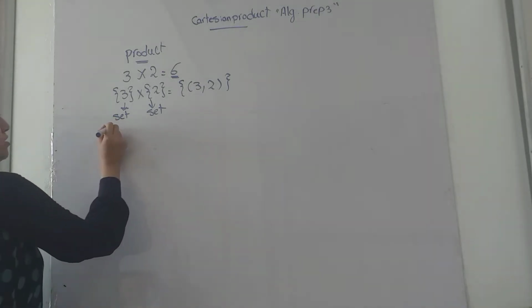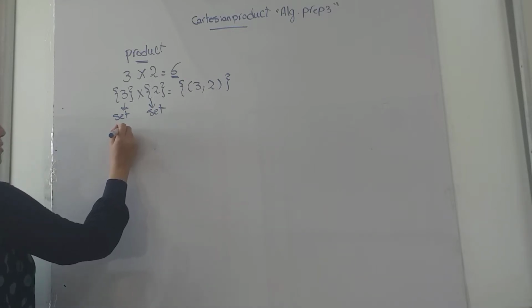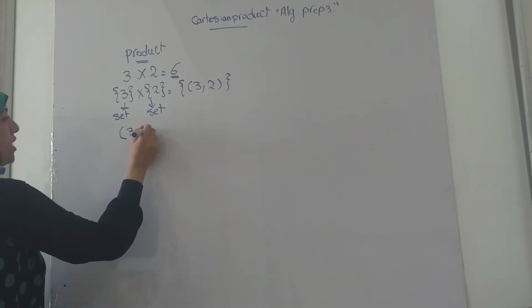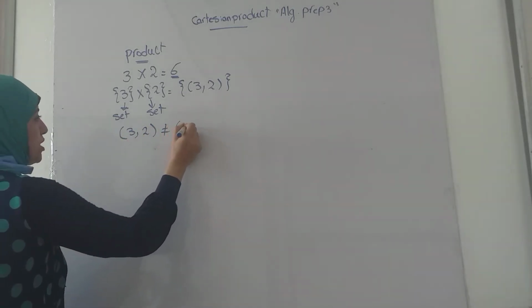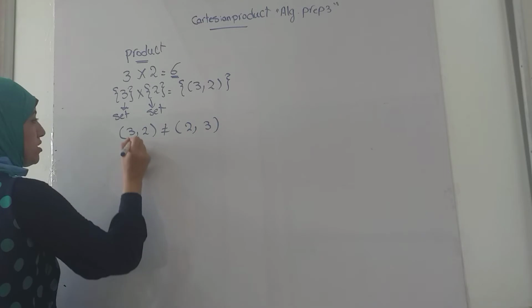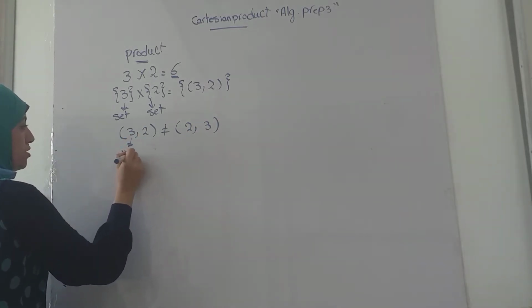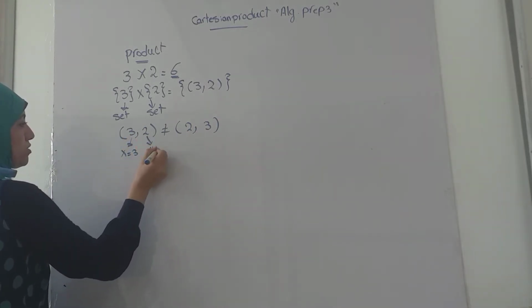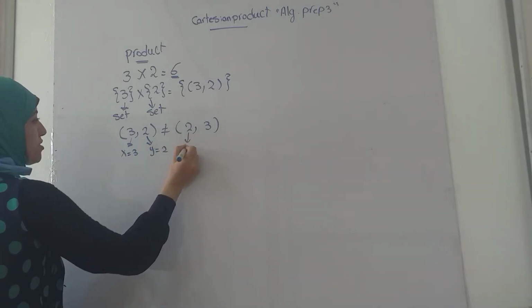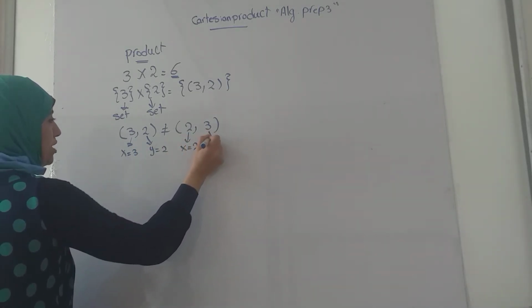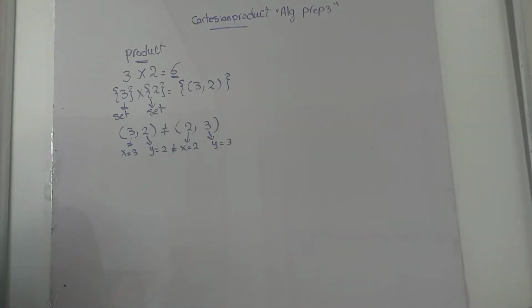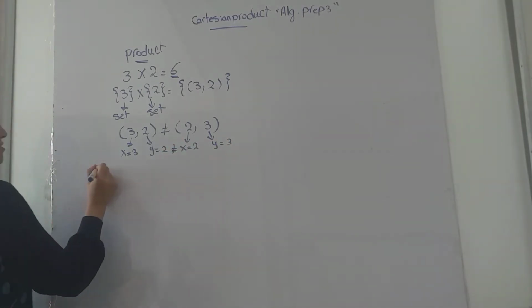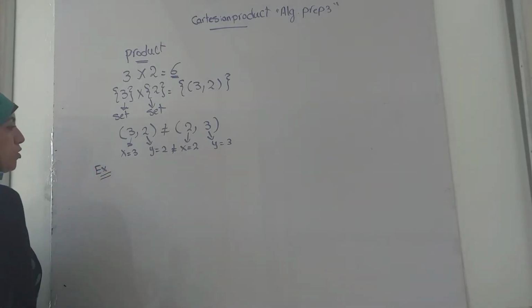We should know some properties of ordered pair. What is the property of ordered pair? The ordered pair can't be rearranged. So (3, 2) does not equal (2, 3). Why? Because here x equals 3 and y equals 2, but here x equals 2 and y equals 3. So they are not equal. Fine.